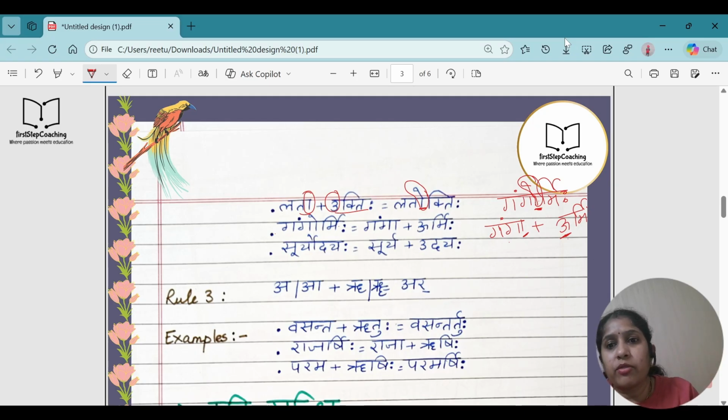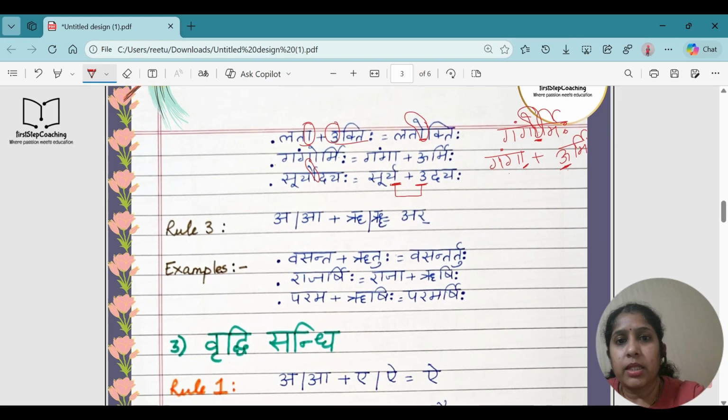Fine. Same way, if you have Suryodayaha, Surya is ending with A and Udayaha is starting with U. So A and U together are making O. Correct? I hope this is clear.